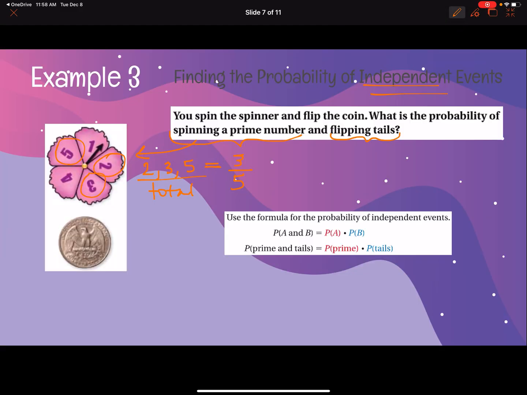Now, if we go back and we find our probability for flipping tails, again, we have a total of 2 outcomes, and the probability of flipping a tail is only 1. So our probability for that would be 1 out of 2.